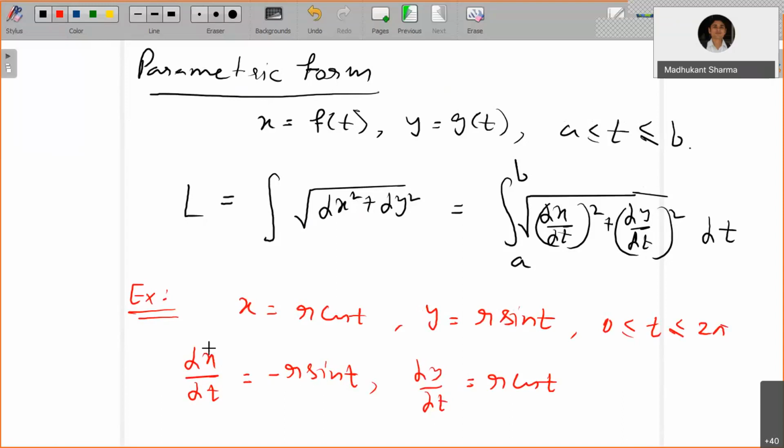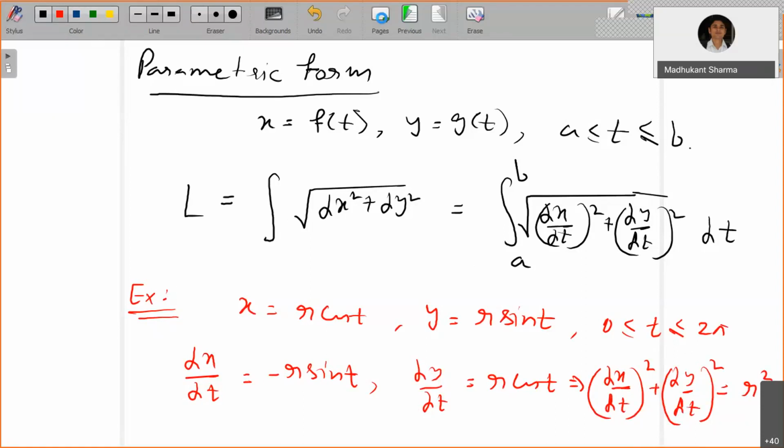Now if you square these and add them, this implies (dx by dt) whole square plus (dy by dt) whole square equals r square sin square t plus r square cos square t. So r square is out, and cos square t plus sin square t is 1. So this equals r square. Now, the limit of t is given to you as 0 to 2 pi, so you can apply this formula.